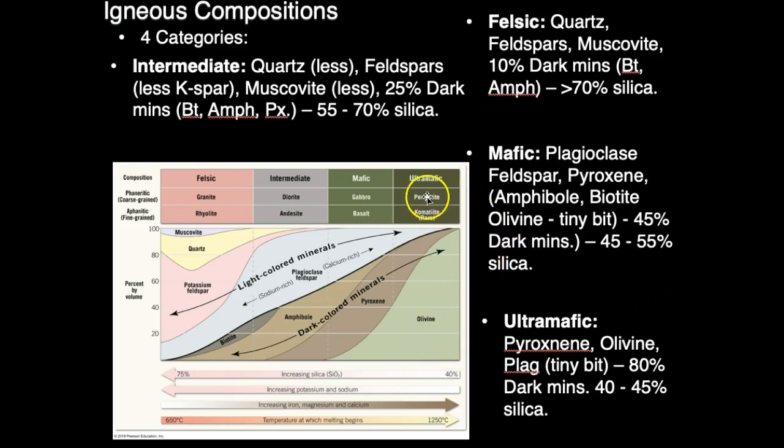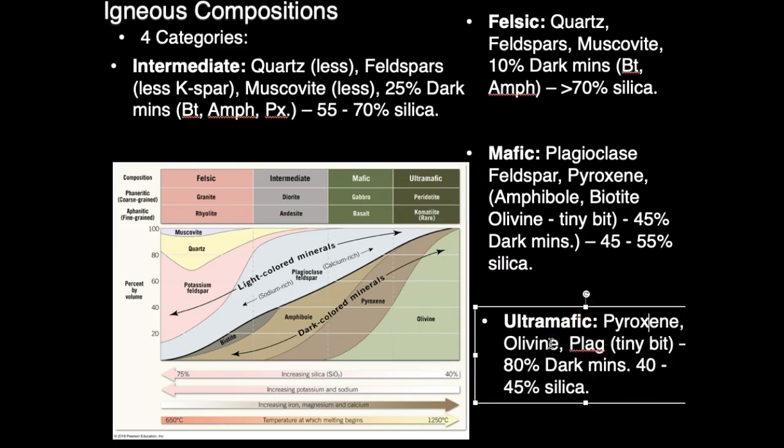Lastly, we have the last column, which is the ultramafic type of igneous rocks. In this type of rocks, we have mostly olivine and pyroxenes making up the rocks. Also a tiny bit of calcium-rich plagioclase feldspars. So for the most part, it is dark-colored minerals, about 80%, and then the silica content for ultramafic rocks is between 40 and 45%.